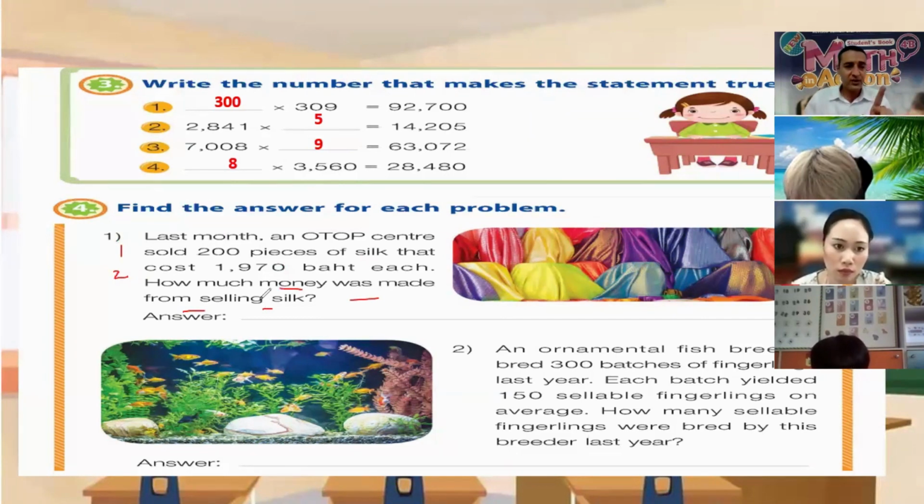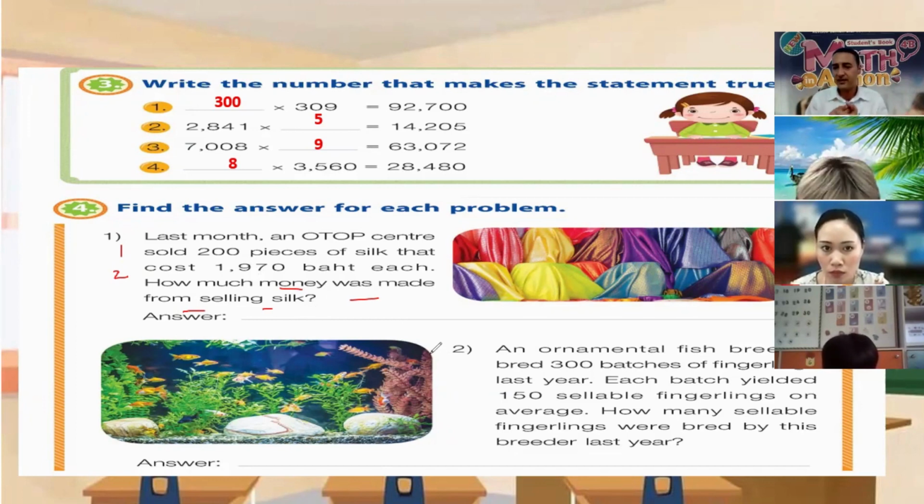So we have already, students, clarified the problem. What is the problem telling us? Given information: the OTOP center sold 200 pieces. What is the price of each piece? 1,970. So we already clarified the story. Now the question is asking how much money was made from selling silk. So we have to find the total amount the OTOP center makes. So which method, which calculation are we going to use?